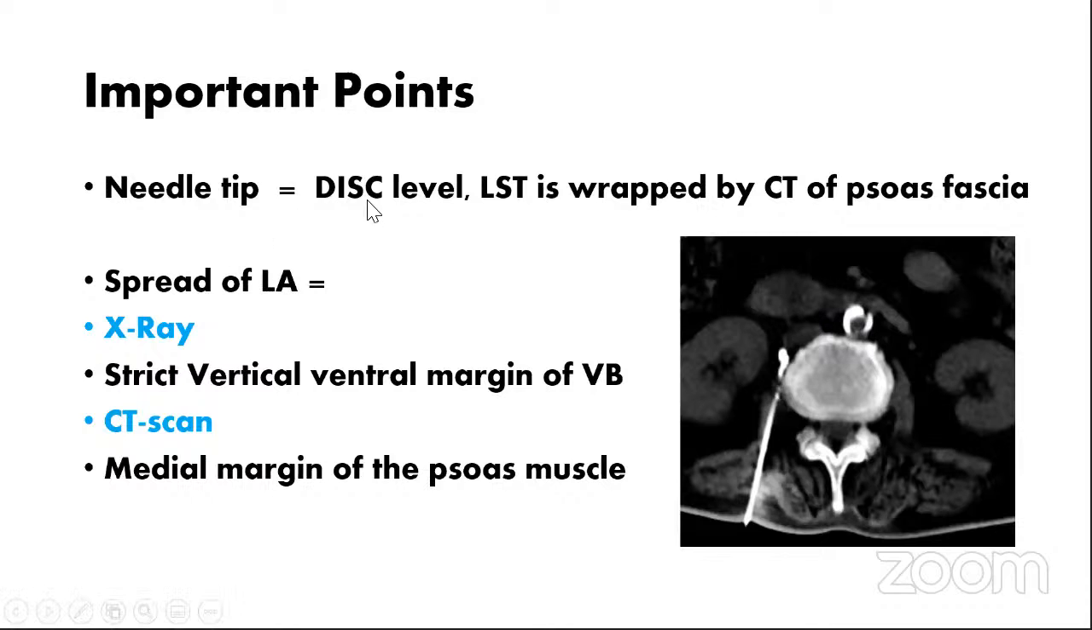So we know the important points. The needle placement has to be at the disc level, and the lumbar sympathetic chain is right by the connective tissue of the psoas fascia. So there can be a slight trickle of the local anesthetic into the psoas fascia as well. And the spread of local anesthetic, as I mentioned, is along the ventral margin of the vertebral body. And in the CT scan, it has to be the medial margin of the psoas muscle.